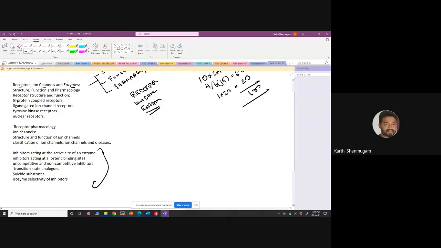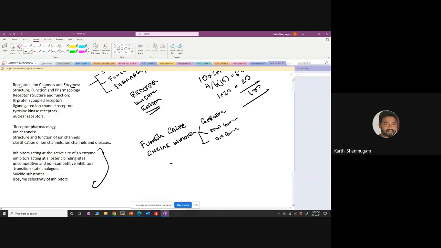You have to prepare what the function of an enzyme is, the general function of enzyme, and then enzyme inhibition, and types of enzyme inhibition. We have three types of enzyme inhibition. The first one is competitive inhibition. The second one is non-competitive inhibition, and the third one is uncompetitive inhibition.